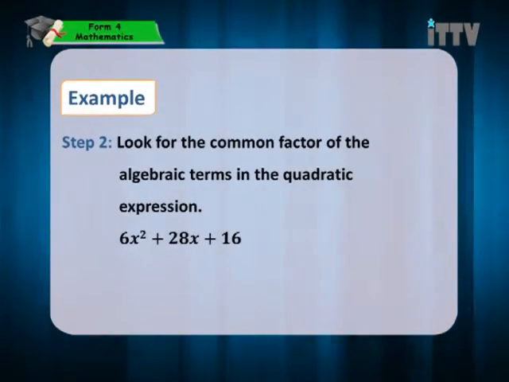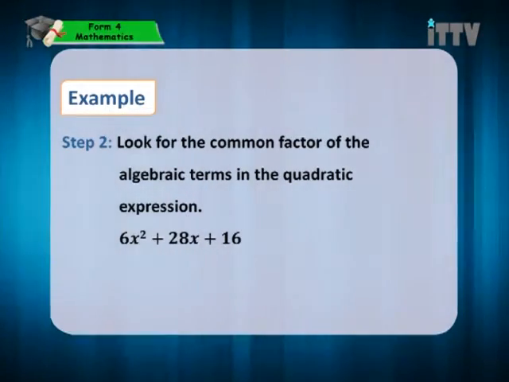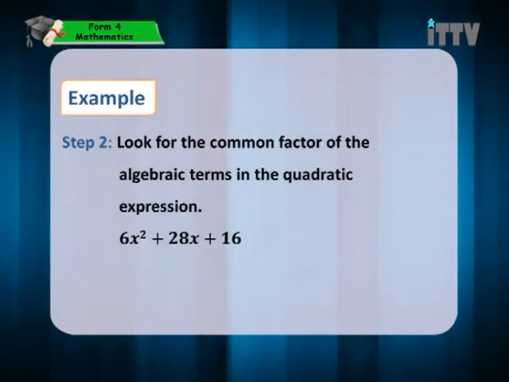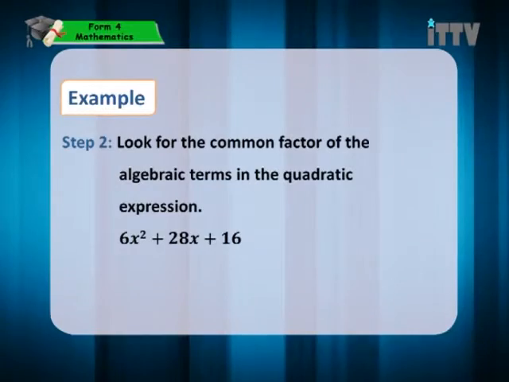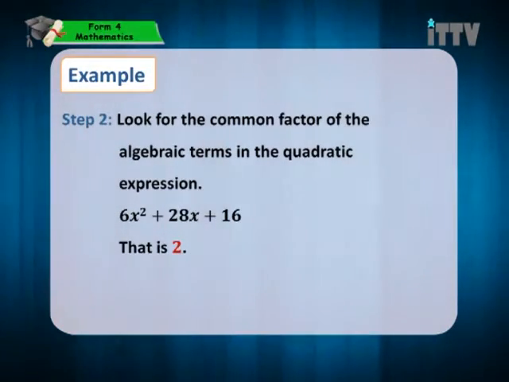In step 2, look for the common factor of the algebraic terms in the quadratic expression. In 6x squared plus 28x plus 16, the common factor is 2.